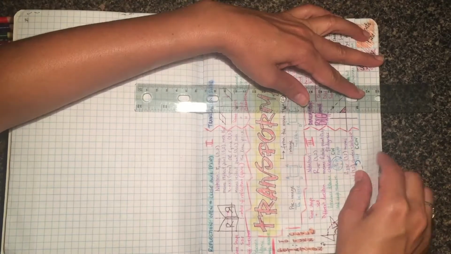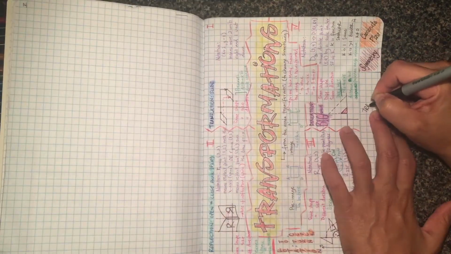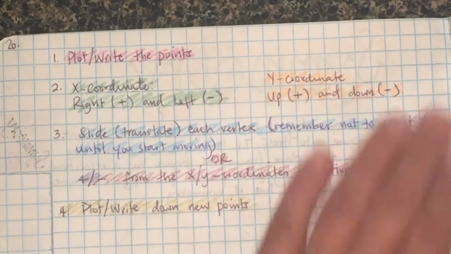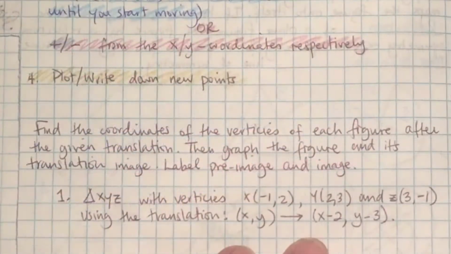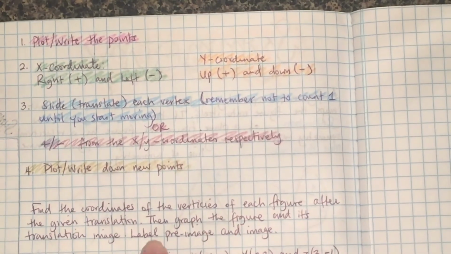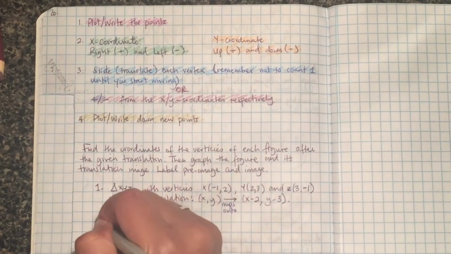A closer look at translations. Alright, so we're going to make a tab, label it translations. Go ahead and pause the video, copy that down. And pause the video again, copy that down. Or rewind and pause it if you need to. Alright, so that arrow means map onto.